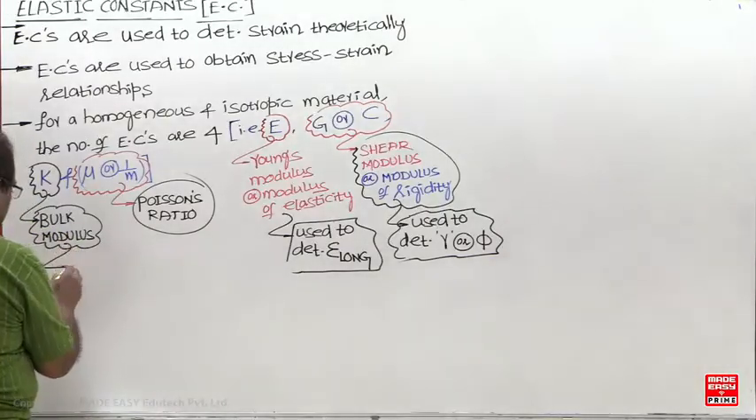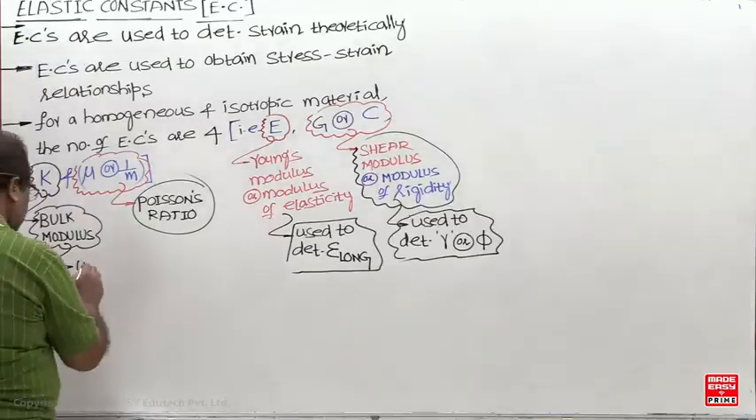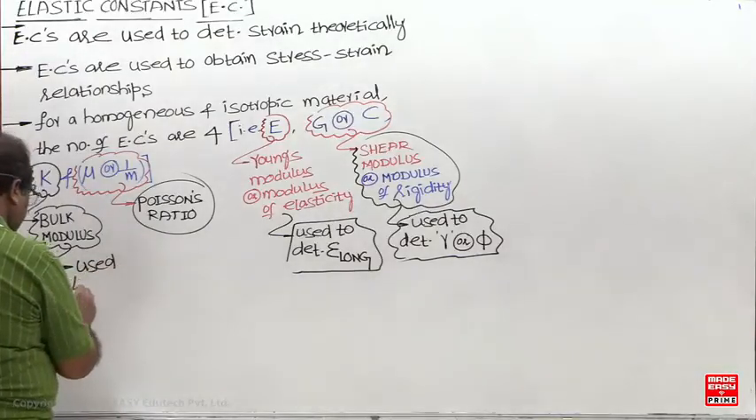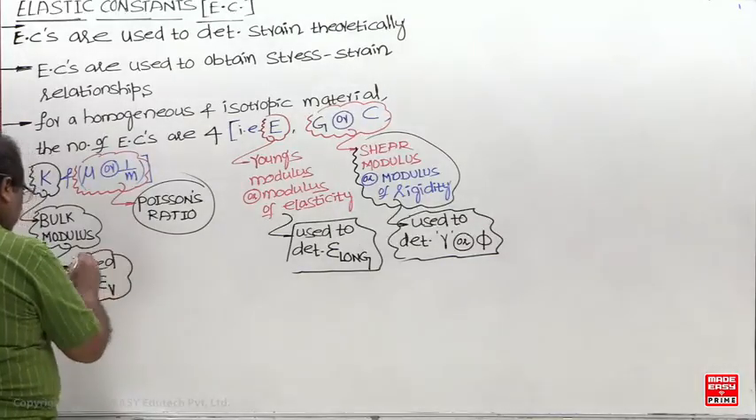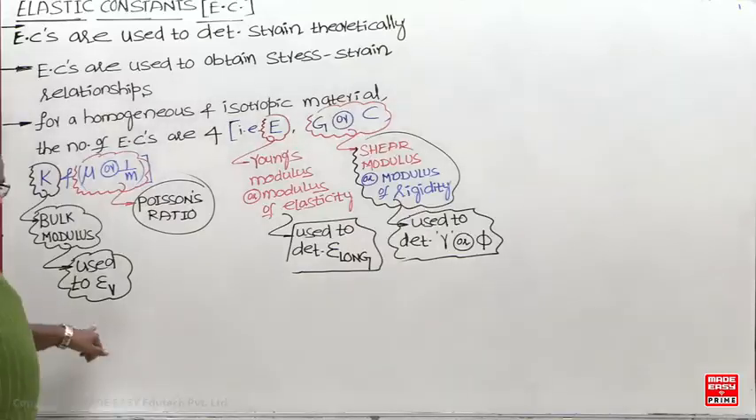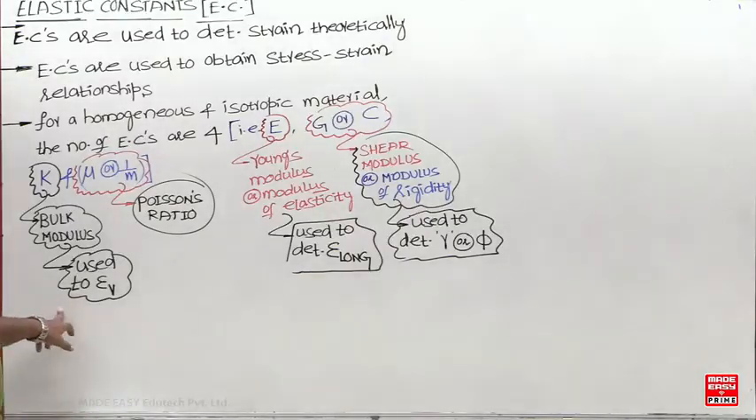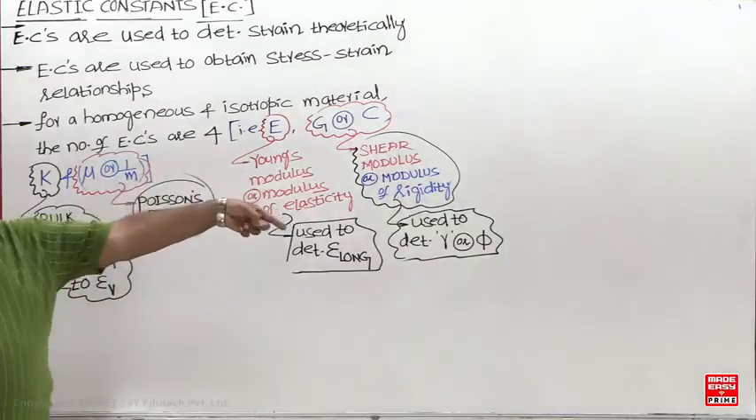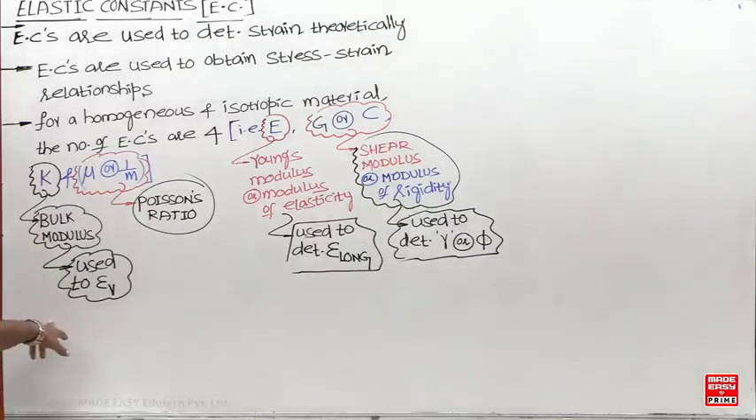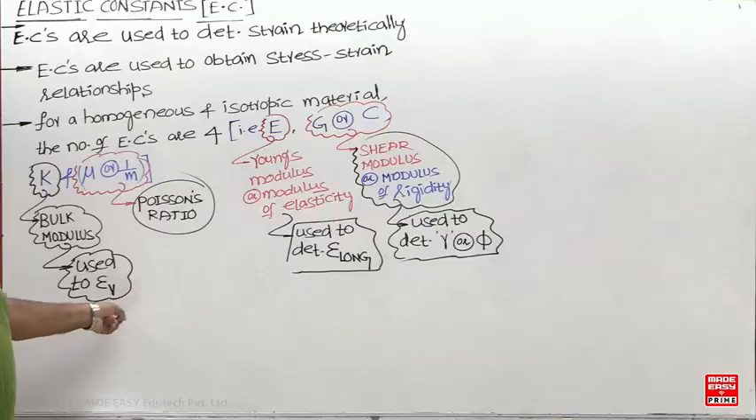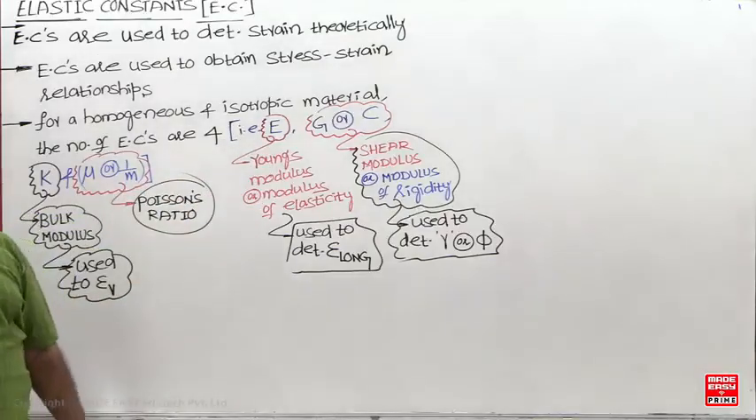And K is used to determine volumetric strain under hydrostatic state of stress. It is valid under hydrostatic state of stress. Just now you studied this. Everybody knows the bulk modulus, but they don't know what the hydrostatic state of stress is. That's why I discuss this now. That's why these definitions are not discussed in the starting, because by that time we had not studied the state of stress. So now all these definitions are clear, as you have studied all the states of stress.